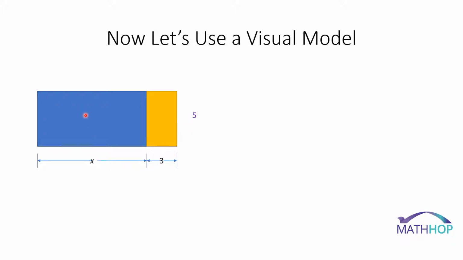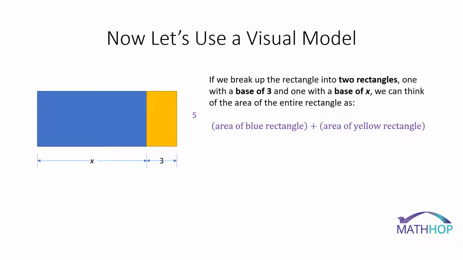So let's break this up into a blue rectangle and a yellow rectangle. If we do that, we have 2 rectangles. We can still get the area of the entire rectangle by simply considering the blue rectangle's area plus the yellow rectangle's area. We have a rectangle with a base of x and a height of 5. And we have a rectangle with a base of 3 and a height of 5. So when we want to find the area of the blue rectangle, we do 5 times x. And the area of the yellow rectangle is 5 times 3, giving us a complete area of 5x plus 15.